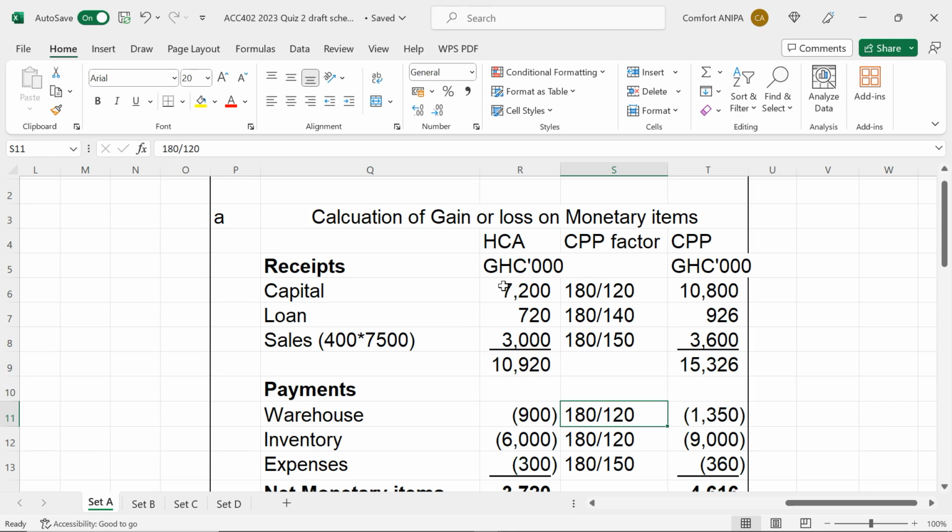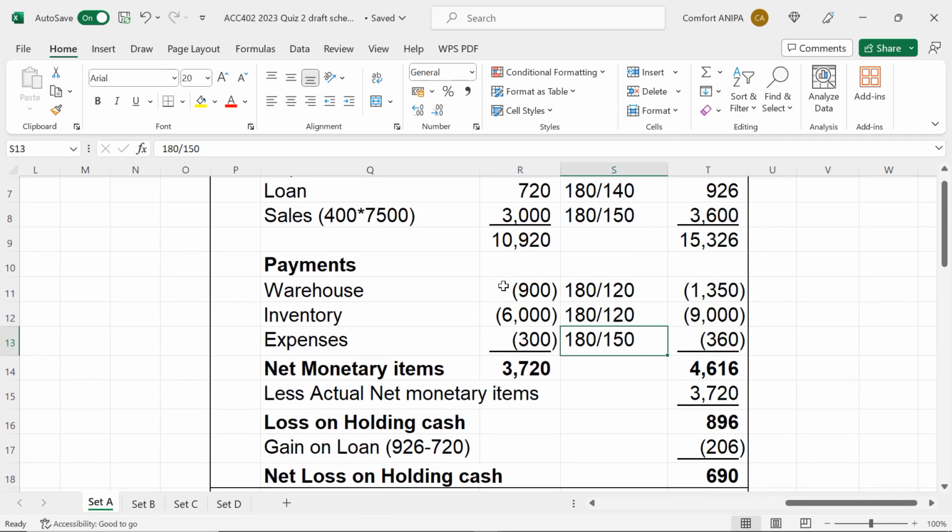So we are using the average. Then the payments that were made. The entity acquired a warehouse on 1st January, beginning of the year. The inventory was acquired 1st January, beginning of the year. The expenses are profit and loss items, so we use the average index. And therefore, you translate, and that's your historical monetary cash balance. And this is your CPP cash balance. So you deduct the historical from it, and then you determine the loss. It's a loss on holding cash.